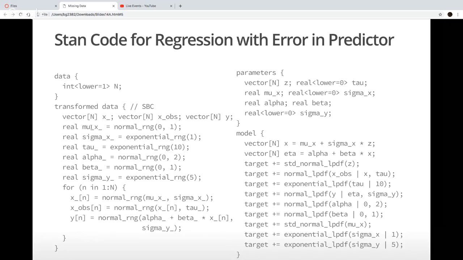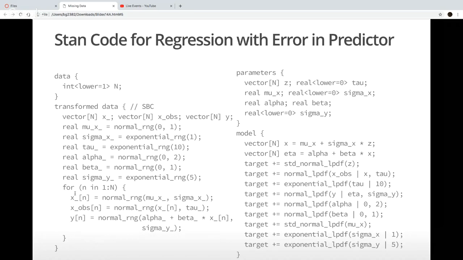And then let's say we have a normal prior on the true x. It has a mu x and a sigma x underscore that we're going to draw from our priors on those, like normal, exponential. You could easily change these priors to be something else, but some prior on the mean and the standard deviation of the true x across people. Then we're going to draw tau from an exponential distribution, which has a rate of 10, so an expectation of 0.1. Tau in this case is going to represent the standard deviation of the measurement error in x.